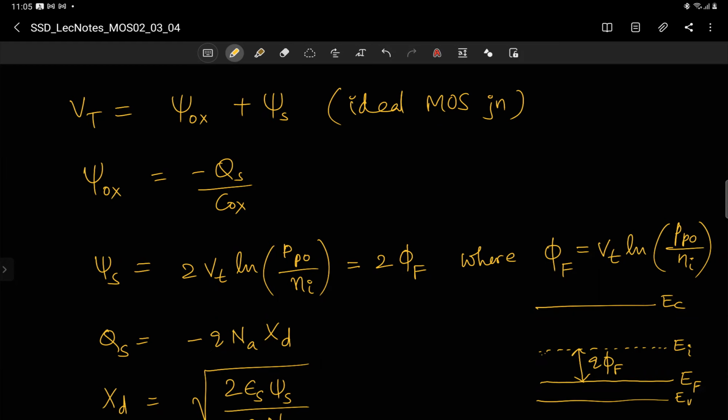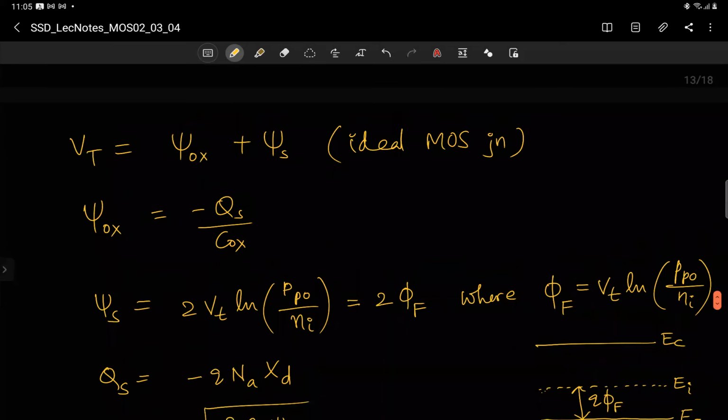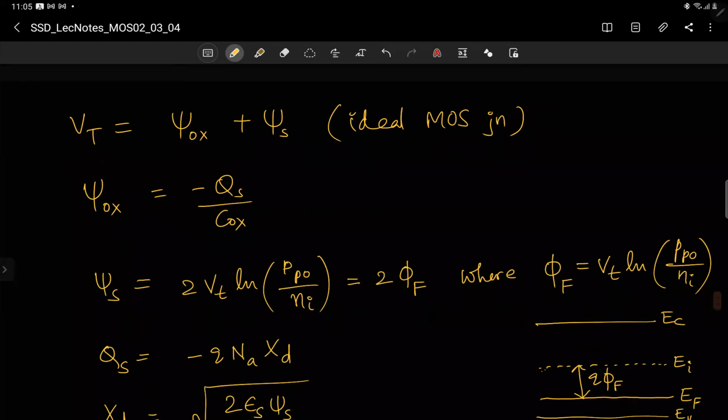So there is another voltage limit we saw, that is VT, the threshold voltage we called it. And that is basically the voltage corresponding to the onset of inversion. And we wrote these equations. VT equals psi ox plus psi s. This equation is valid only if it is an ideal MOS junction. It gets modified if it is non-ideal. So the voltage drop is falling across the oxide and the semiconductor. That's what it means.